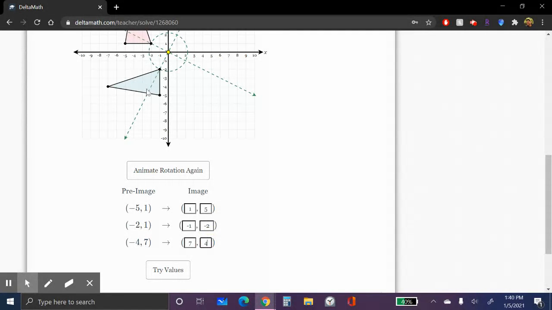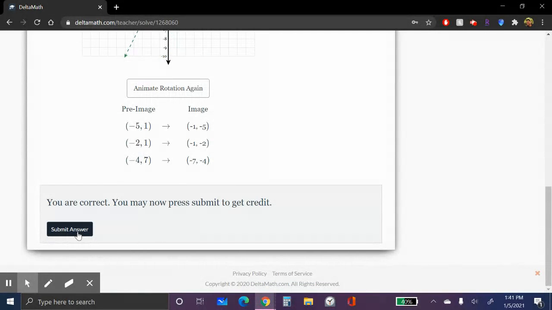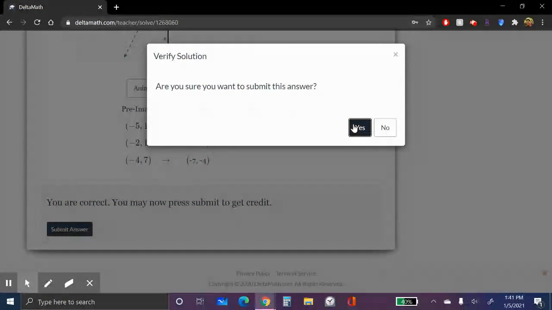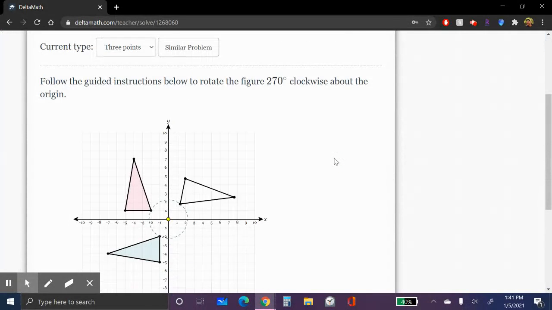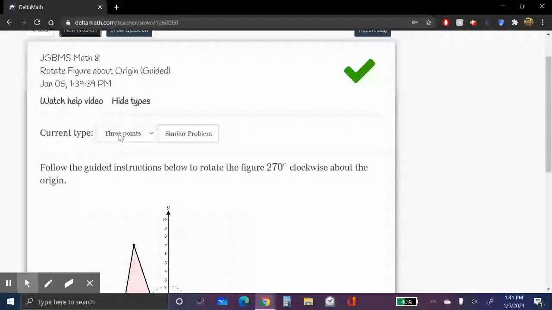All right. And again, since it's in the third quadrant, right? The sign scheme of the third quadrant is negative, negative. So all of these points are going to be negative, negative. Okay. Try the values. They are correct. And you submit. Bam. All right. Let's do one more.